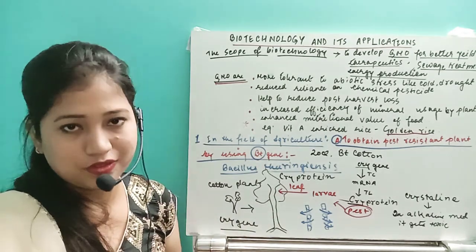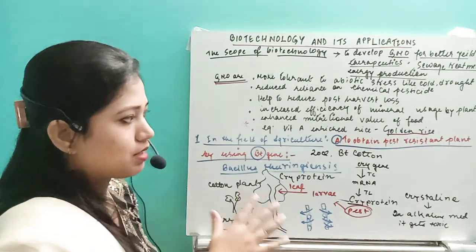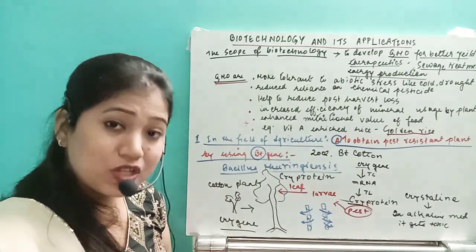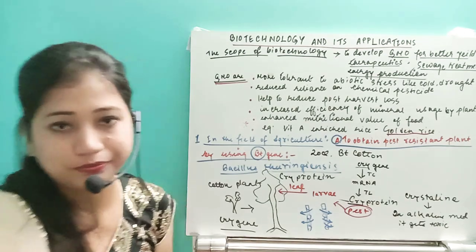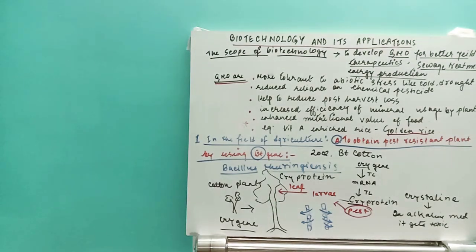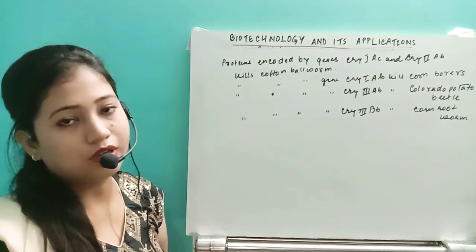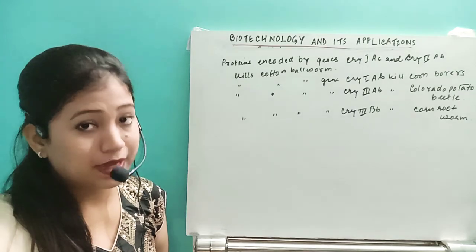So let's see what the next thing is about this same concept, that is, how many different types of genes are there especially to kill the different types of pests. So let's just see that. There are varieties of cry genes which are specific to different types of pests.